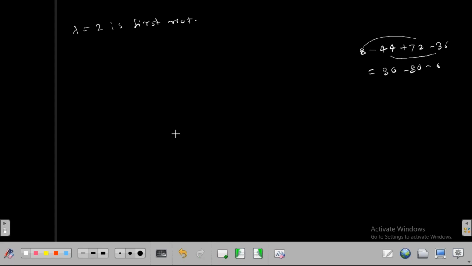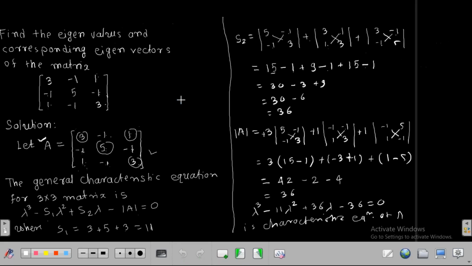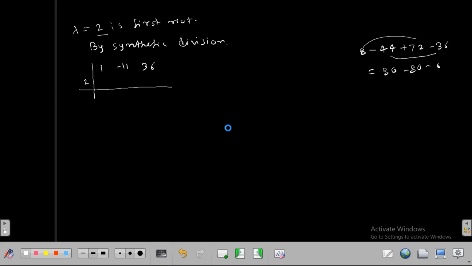Now to find the other two roots, use synthetic division to convert the cubic equation into a quadratic equation. So by synthetic division, draw here one vertical line, draw one horizontal line. So put here this first root lambda equal to 2 and write here the coefficients of this cubic equation. Lambda cube coefficient is here 1. Put here 1. Then lambda square coefficient is minus 11. Right here minus 11. Then lambda coefficient is 36. So right here 36. Then the last constant minus 36. What is the calculation? This first number as it is here. So 1 into 2, multiply these two numbers. 1 into 2 is here 2.